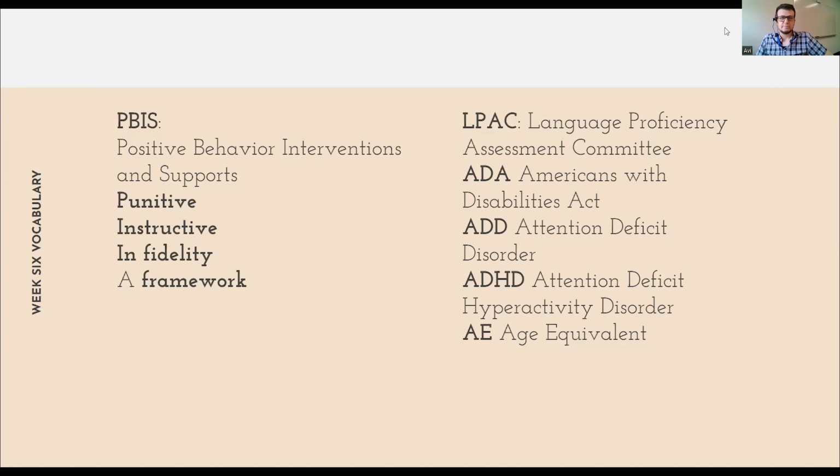Okay, ADA, we've briefly talked about this before. The Americans with Disabilities Act has made a lot of things better for a lot of folks. ADD stands for Attention Deficit Disorder. This is one of the exceptionalities that we'll begin to talk about. ADHD is Attention Deficit Hyperactivity Disorder. And when we say AE in different places, it means age equivalent. Okay, whew. Lots of vocabulary this week.